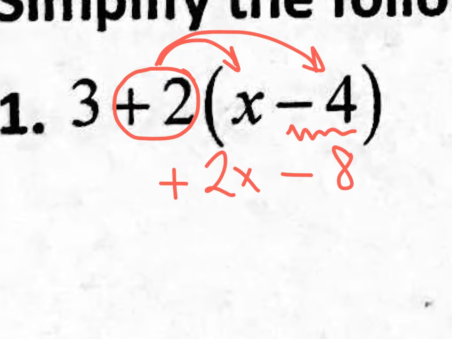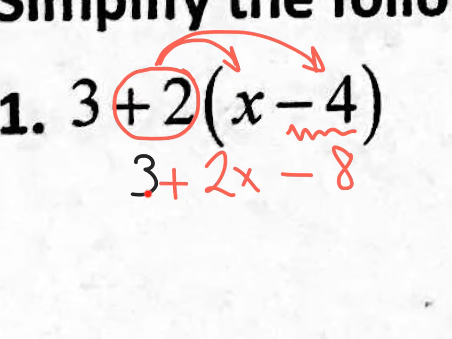And what about that 3 that's out in the front? This 3 right here, I'm just going to bring it down. That's right. So I have 3 right in front. So now I have no more parentheses. And now I'm going to combine like terms. Okay, remember, distributive property is multiplication. Combining like terms is adding and subtracting. That's why we distribute first, because you multiply before adding and subtracting.